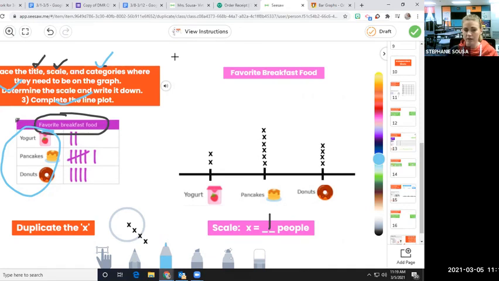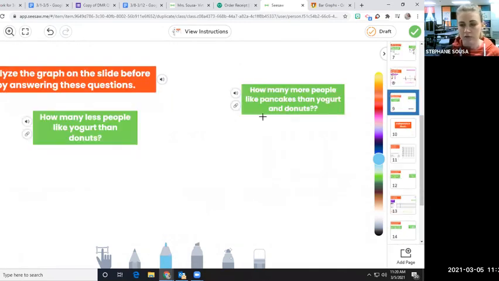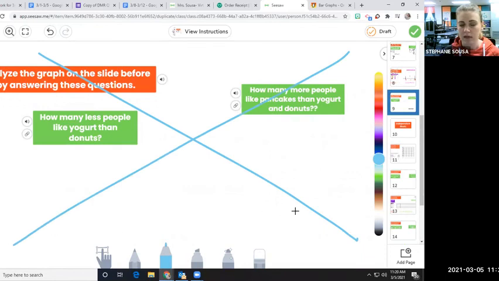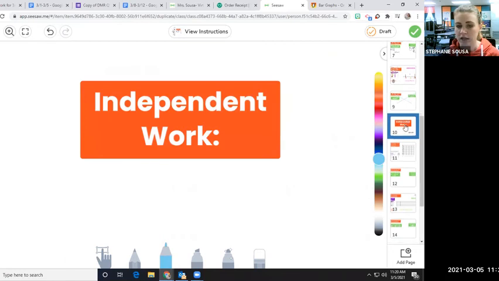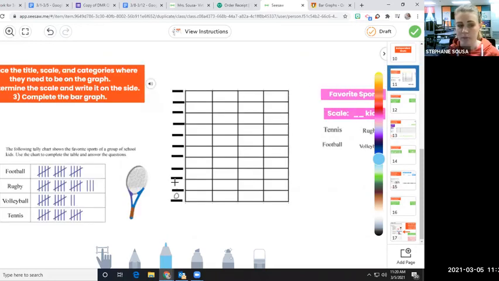Questions on how to create a line plot, how to add a title, how to move your categories, questions? Okay. We ran out of time for the 2-step questions on slide 9, so you can skip those. If you'd like extra practice, feel free to do them, but I am not going to be checking them as part of your assignment today. I am going to be checking through slides 10 through 17. You are doing exactly what we've done. There's a bar graph. You're going to move the title, the scale, the categories, and fill it out.